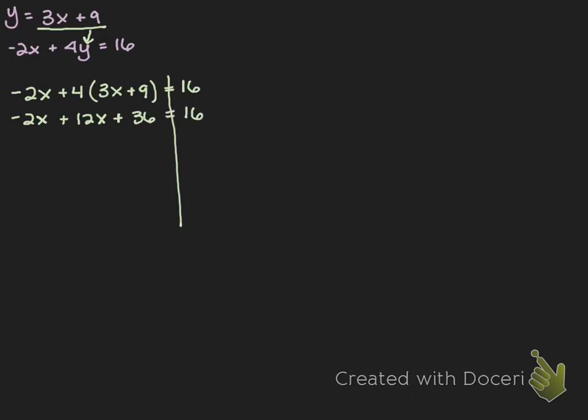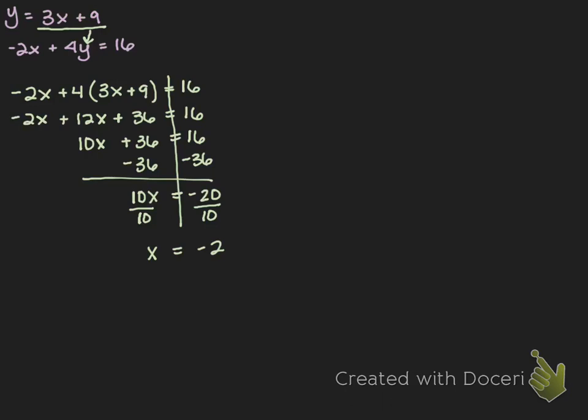From here, we can combine like terms. So negative 2x plus 12x will give us 10x. And to finish out our equation, we have plus 36 equals 16. And now to solve for x, we're going to want to subtract 36 from both sides of the equation, which will leave us with 10x equaling negative 20. And then we can divide both sides by 10 to get x all by itself, which will leave us with x equals negative 2.